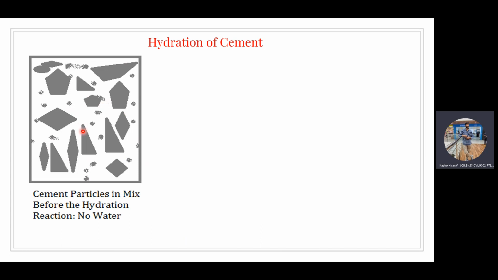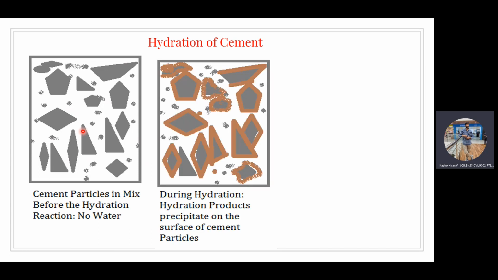Now, when I'm referring to hydration, cement comes in contact with the water. When the cement comes in contact with the water, that process is called hydration of cement. If you see here, the cement is going to come in contact with the water, which means it is a hydration process. During the hydration process, what happens? You can see around the circumference of the cement particles, some products are getting formed.